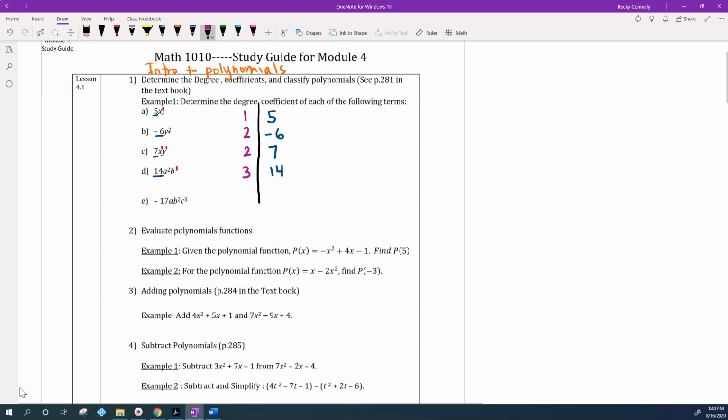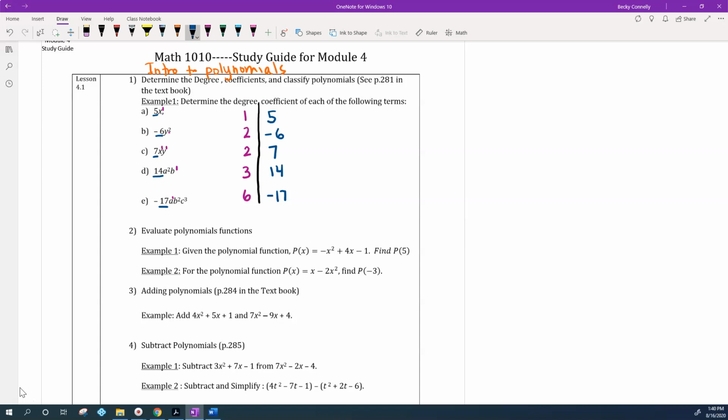All right, and then the last one, let's see what we have here. So a to the first, b to the second, c to the third, so 1 plus 2 plus 3 is going to give me 6. So this is a degree of 6, and the coefficient is -17. Okay, so that's being able to figure out degrees, coefficients, and stuff like that.